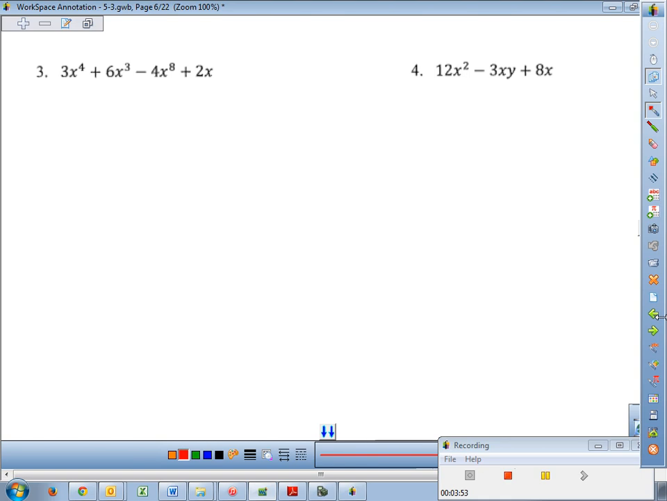Is that a polynomial on 3? Yes or no? Yep. Is it in one variable also? Yes. Put it in standard form.